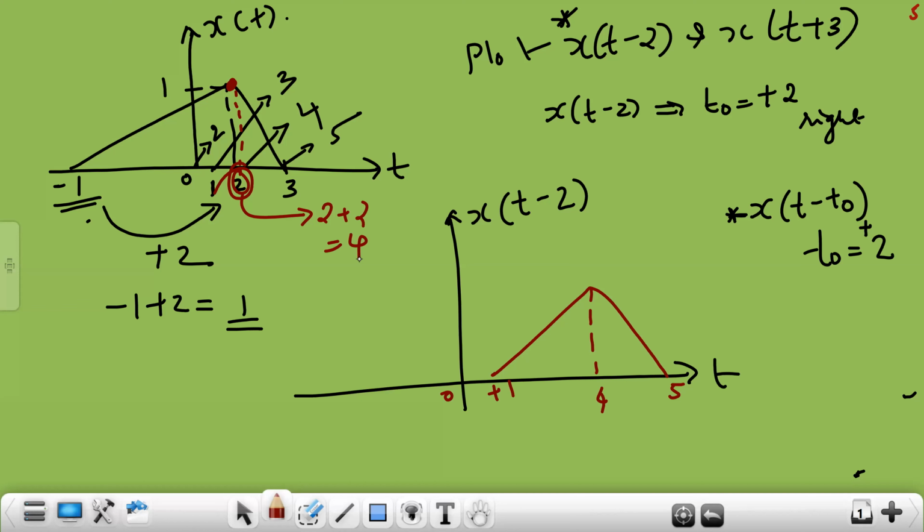So minus 1 plus 2 will become plus 1. 2 plus 2 will become 4. 3 plus 2 will become 5. So same way you are going to plot from plus 1 to 5 instead of from minus 1 to 3. Is this clear for you? Feel free to ask doubts.